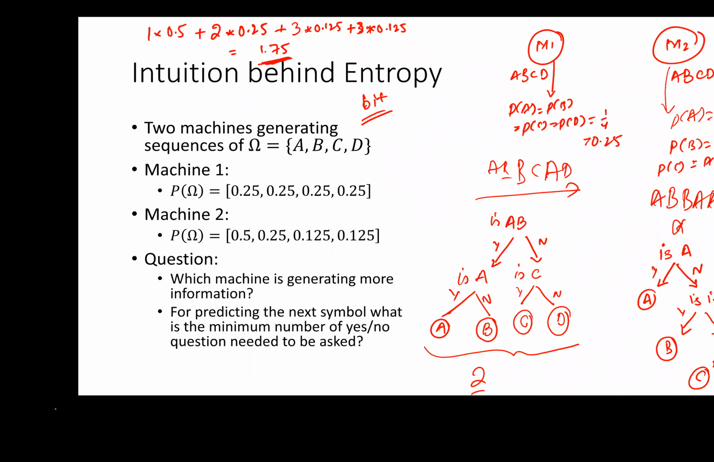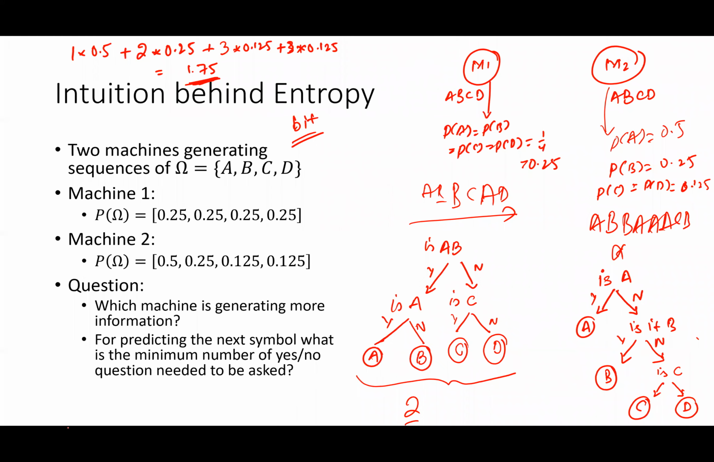In case of machine number 2, we have to only ask 175 questions. Okay, so that is quite remarkable. And Claude Shannon, he is the father of this information theory. In 1948, I think, he gave us this information theory, wherein he formalized these concepts of information, entropy, and uncertainty.